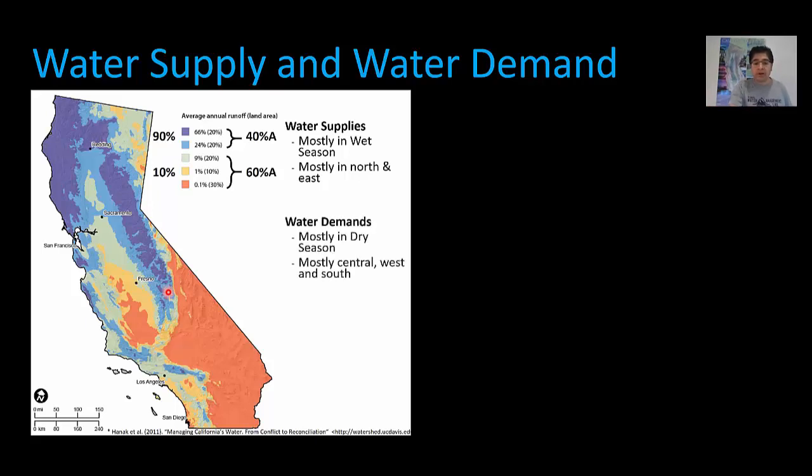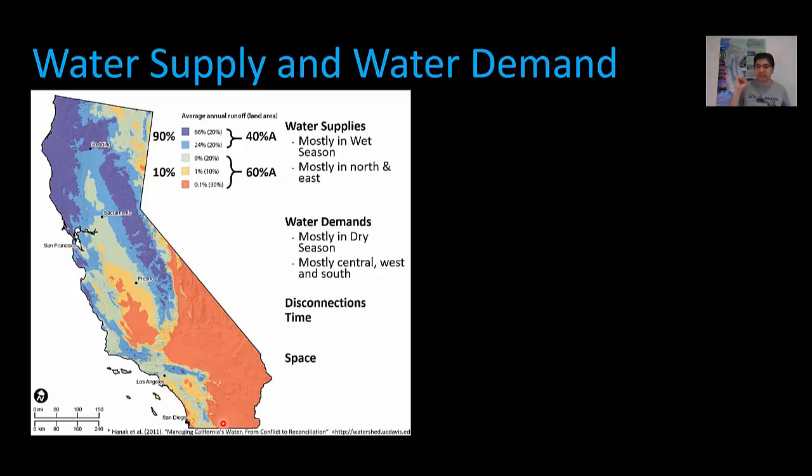Now, most of the water demands, as I mentioned, are, well, we need water throughout the year, and that will be for urban and domestic use during the dry season, during summer, and that will be for food production, and that's very valid. And again, we have most of this in the central part, along the coast and south. So as you can see here, we have two disconnections, and this is the bottom line of California.